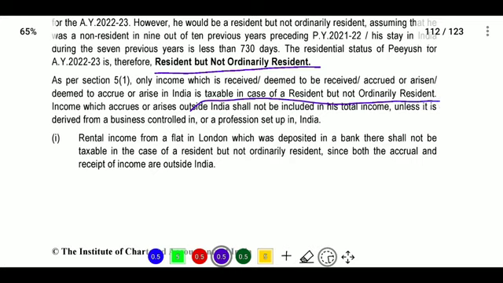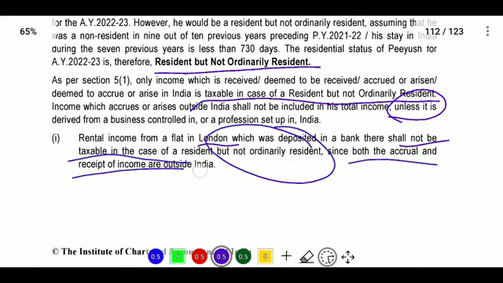So where the income accrues or arises outside India, it shall not be included in total income unless it is derived from business controlled in or profession set up in India. Now here we provide that rental income from a flat in London which was deposited in a bank shall not be taxable in case of a resident but not ordinarily resident, since both the accrual and the receipt of income are outside India, it is not taxable.